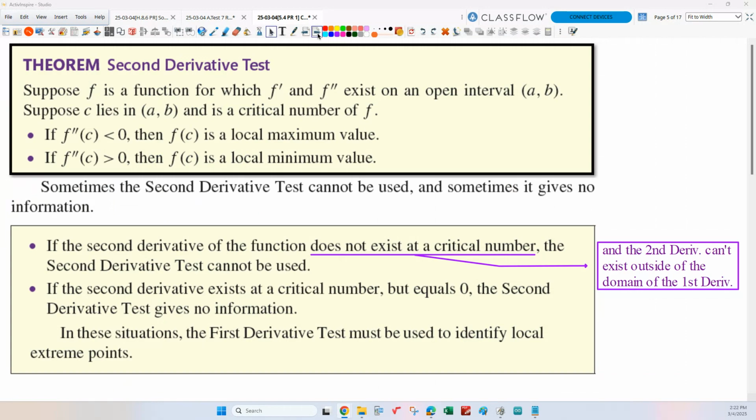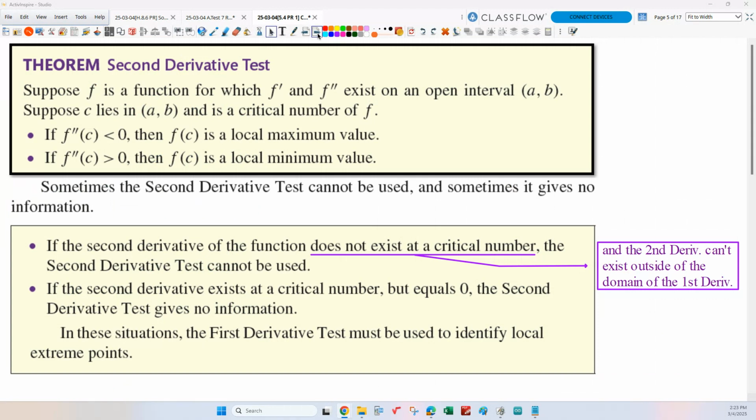Oh, there it is. Okay, so there's our second derivative test we've already talked about. If we have a zero of the first derivative, then we can check the sign of the second derivative to see what kind of animal that is. Is it a peak or a valley?